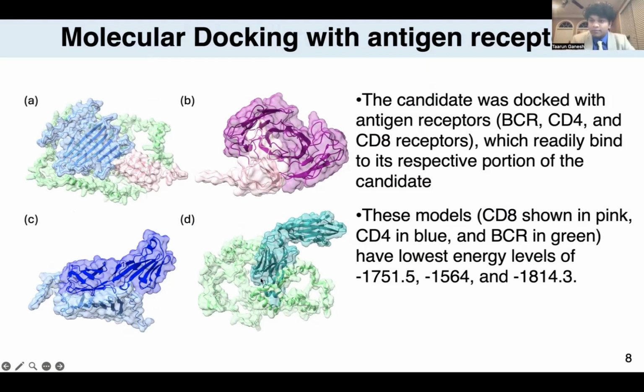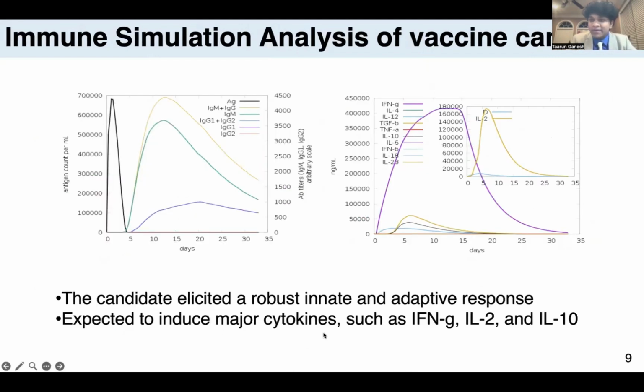Each of these models was produced by the ClusPro server, and the ClusPro server outputted these lowest energy levels with an average of around negative 1,600. That binding affinity score indicates how well the ligand of our vaccine candidate and the receptor are bound to each other, which shows that our vaccine candidate is able to dock and bind really efficiently to these receptors within the body. Additionally, we also conducted an immune simulation of our vaccine candidate.